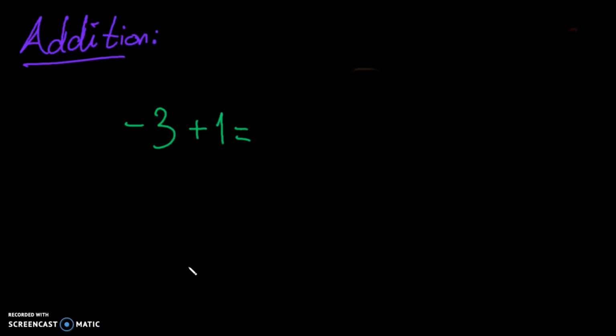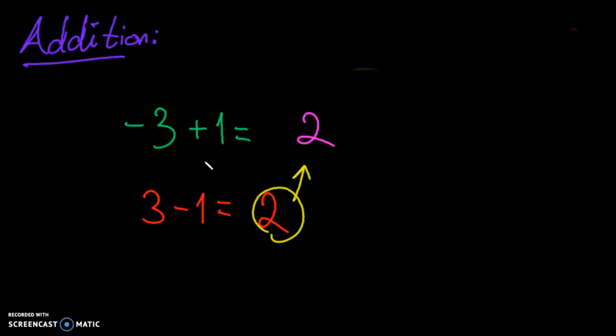What about something like this? Again, at first we forget about the negative number. So we take 3 and we subtract the smaller number. 3 minus 1 is 2. We take this answer and we write it down here. Then we look at the sign before the bigger number. Before the bigger number, before 3, we have a negative sign. So we just add a negative here.